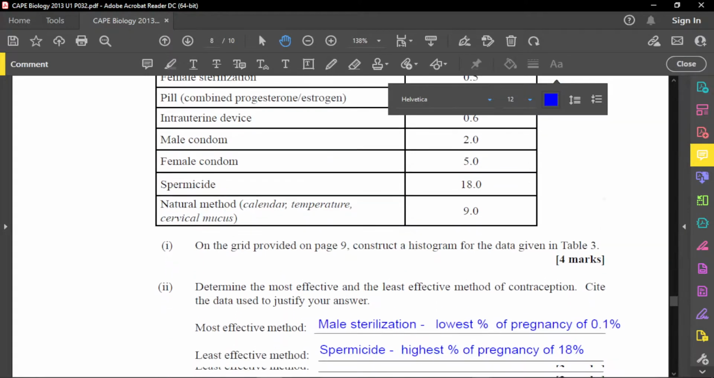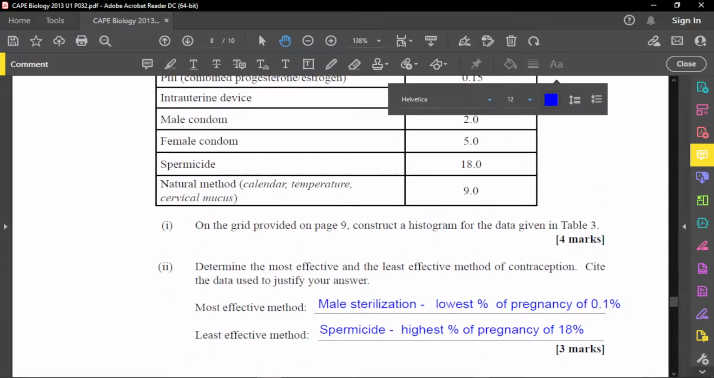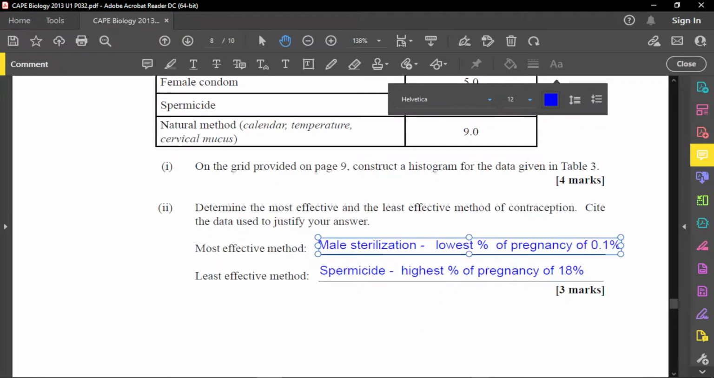So let's go down a little bit further. On the grid provided on page 9, construct a histogram for the data given in table 3. Part 2 is determining the most effective and least effective method of contraception, and citing the data used to justify your answer. The most effective is male sterilization, because it has the lowest percentage of pregnancy, which is 0.1%. The least effective is spermicide, because it has the highest percentage of pregnancy, which is 18% based on the chart.